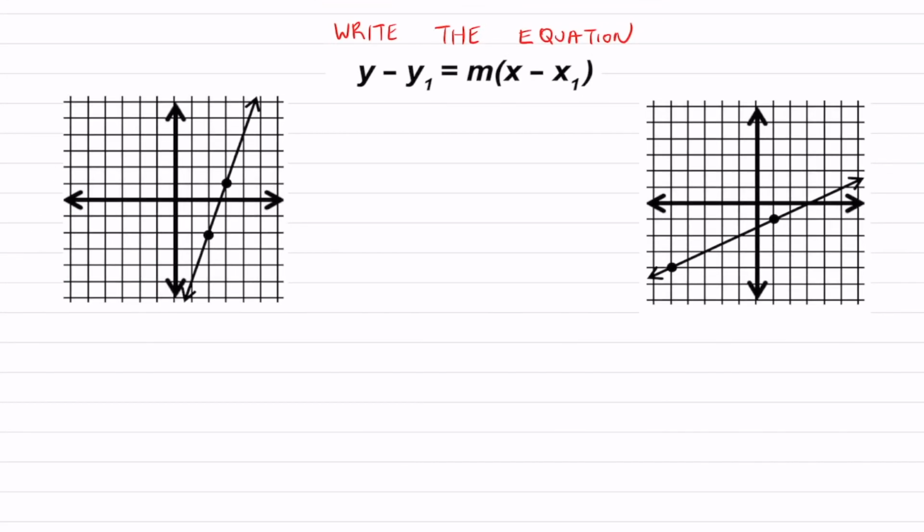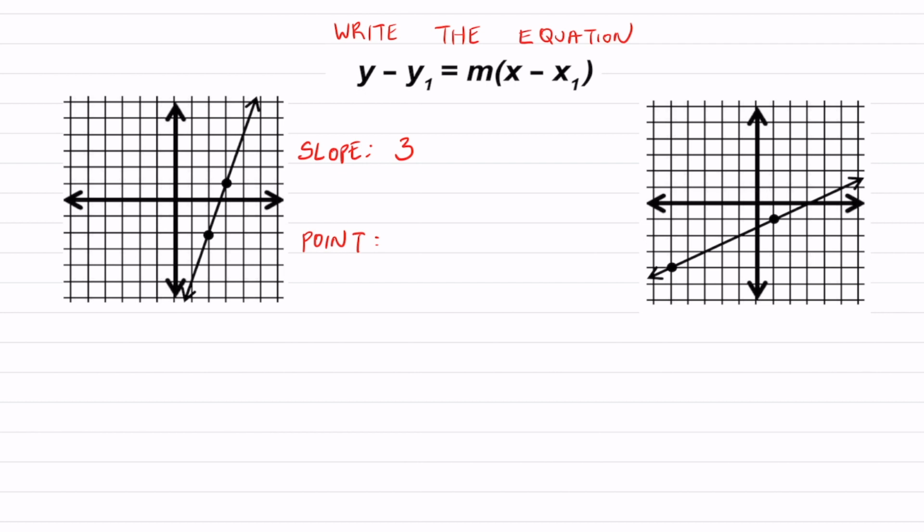All right, let's say you're given a graph and you're trying to write an equation. First, you're going to need a slope, and you can find the slope right away just by counting 1, 2, 3, your rise number over 1. So my slope is 3. You don't have to put over 1 if it's a whole number. And now I need a point. You can name any of these points.